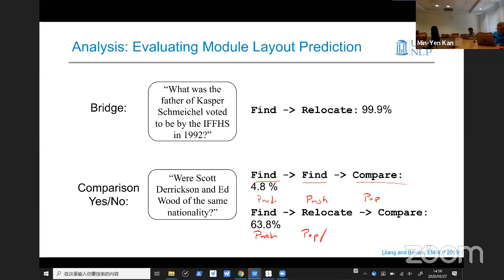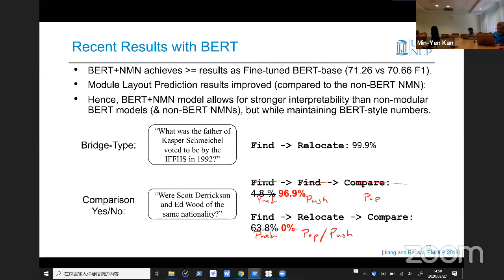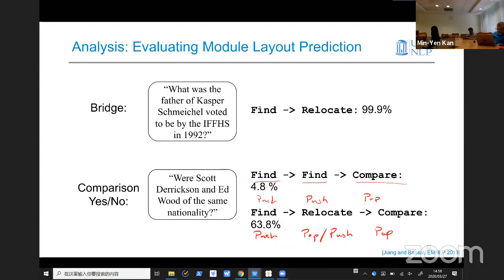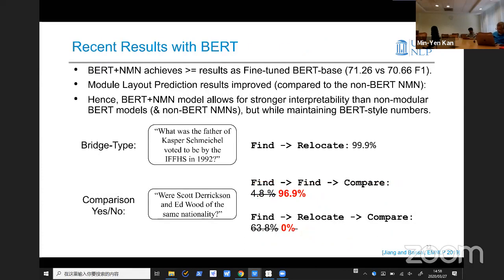But what they find next is that actually when you change the encoder to BERT, it can get this right. I don't know why. As you can see here, when you use BERT, you can get the find and compare right with very high accuracy.